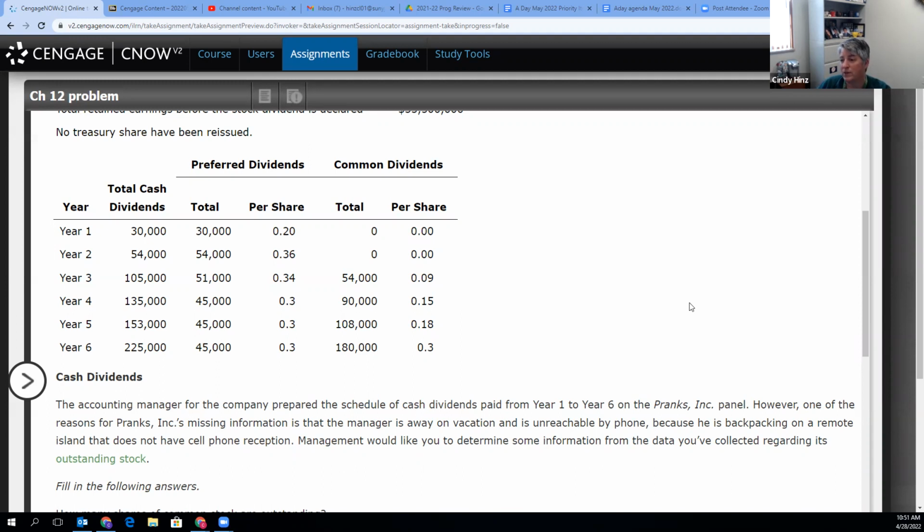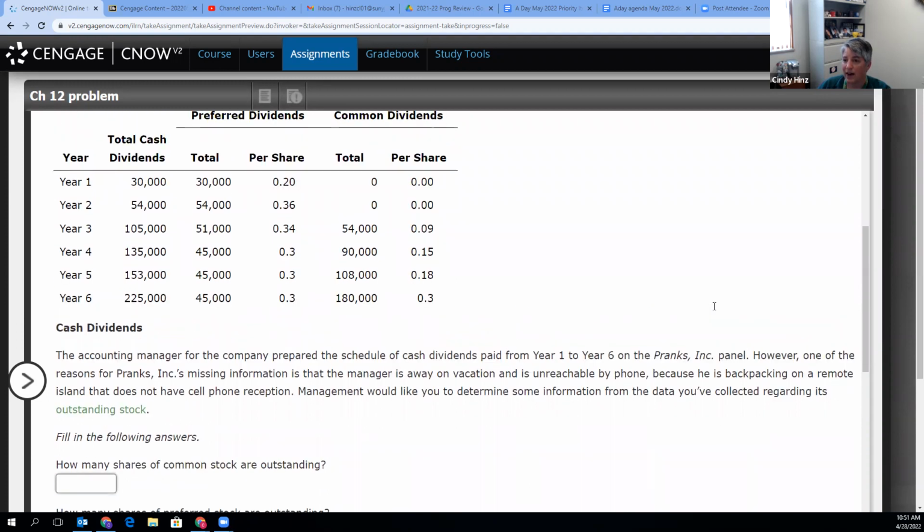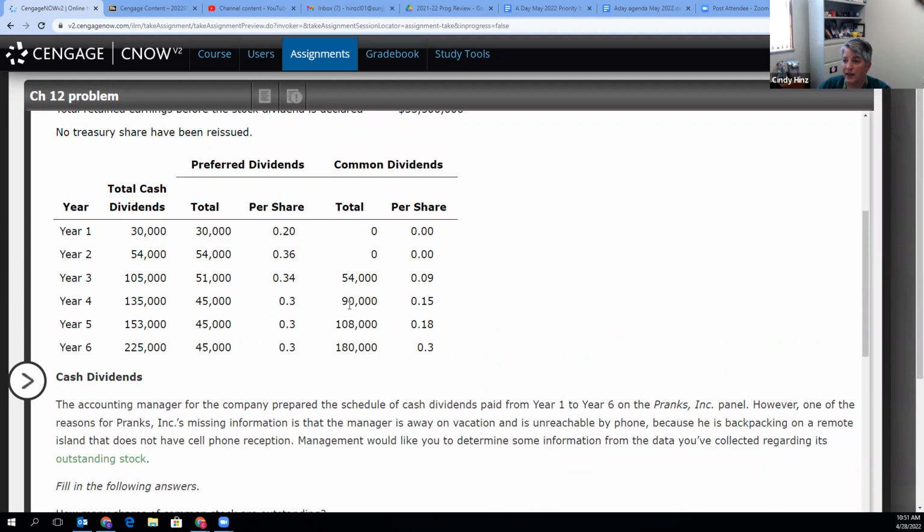Management would like you to determine some information from the data you've collected regarding its outstanding stock. First, how many shares of common stock are outstanding? So we can see, and we could do this from any one of the years, assuming that the number hasn't changed. As is frequently the case with the mastery problems, they want us to think about things maybe not in the same order that we would typically do these calculations.